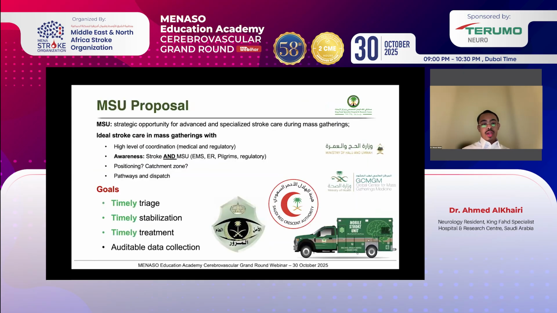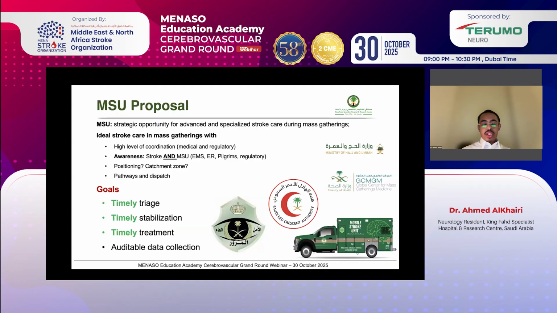So the MSU proposal during Hajj is to provide a strategic opportunity for advanced and specialized care, and this would only happen with a high level of coordination with the medical and regulatory services, and also appropriate awareness. That is awareness of stroke identification and treatment, and also awareness of the role and capability of the mobile stroke unit, and this extends to the EMS, the ER physicians, the pilgrims, and the regulatory services. And again, the MSU proposal needs to be addressed to special needs.